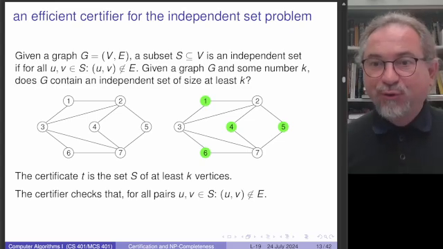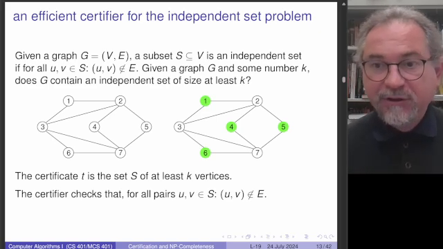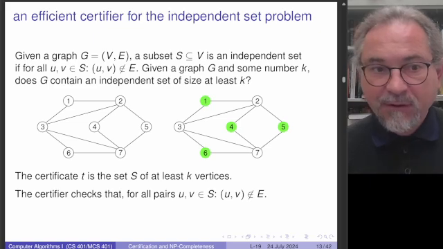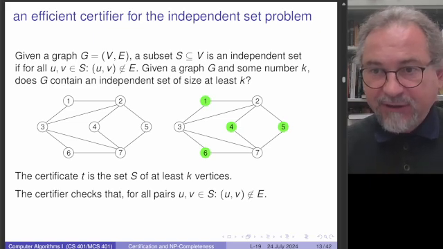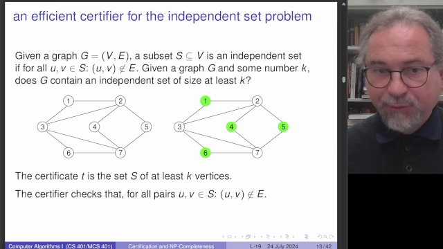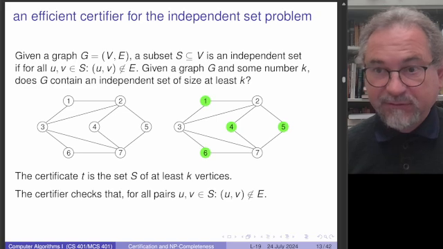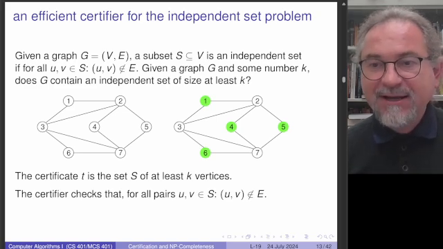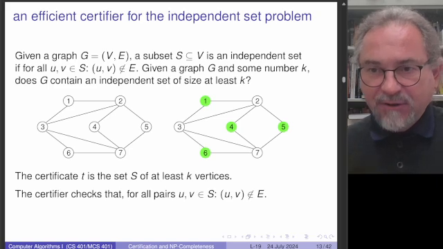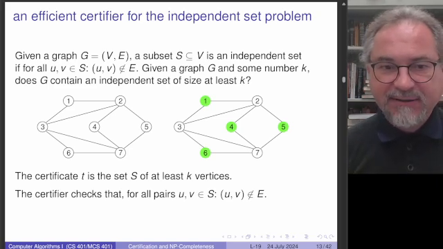So that's another important problem here. These are the two aspects of efficient certifiers. So there is an efficient algorithm that takes as input the input, so that's actually the graph, where it suffices that we have the edge list, and our certificate is the set S.